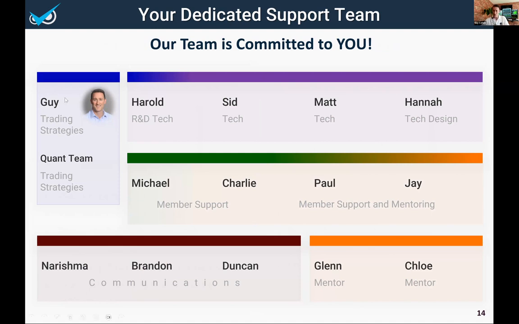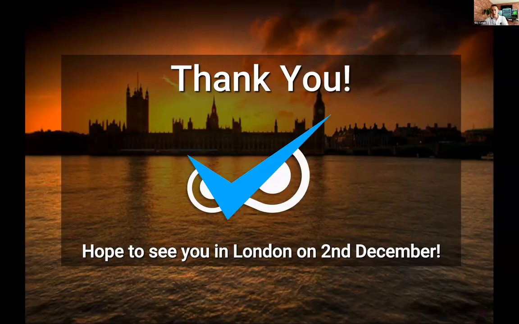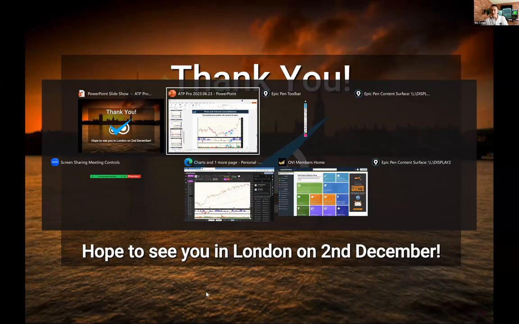But we have the quant team, the trading team and the tech team here in blue. Then we got the support team here, and then the mentorship team here in orange, and then we got the comms team here in red. Anyway, just to let you know, we're real people. Okay, let's now go on and see if we can find anything that's kind of interesting.